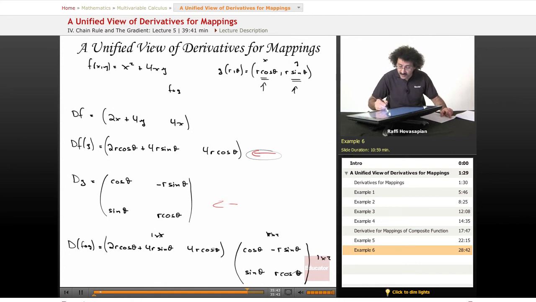So we're going to multiply this by that. That's going to be our first entry. And then we're going to multiply this by that. That's going to be our second entry.